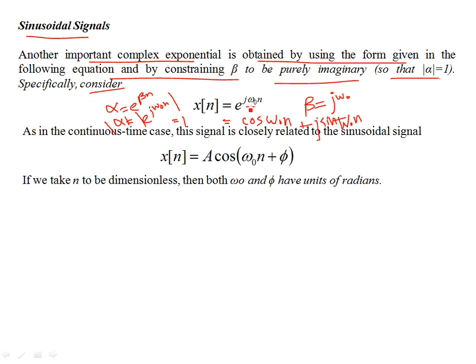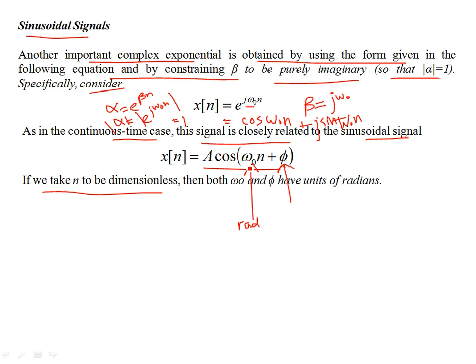Specifically consider this, and as in the continuous time case, this signal is closely related to the sinusoidal signal, which is again the real part of x of n. So if we take n to be dimensionless, you can guess what the dimensions of omega naught and phi are. The difference in a discrete time sinusoid is that omega naught is not in radians per second, because n is dimensionless. That puts a constraint on omega naught to be in radians. So omega is a dimensionless quantity, and this is the digital frequency.